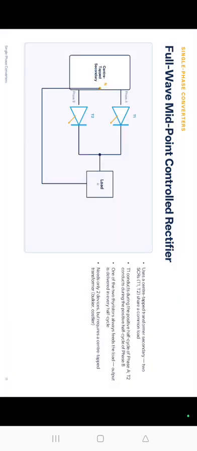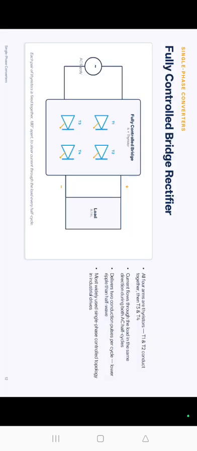Next one is the full wave rectifier. It uses a center tapped transformer secondary. Two SCRs share the common load. T1 conducts during the positive half cycle of phase A. T2 conducts during the positive half cycle of phase B. Since the two thyristors always feed the load, output is delivered in every half cycle. It needs only two devices but requires a center tapped transformer. Next one is the fully controlled bridge rectifier.